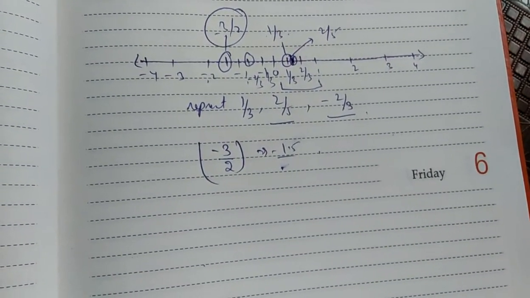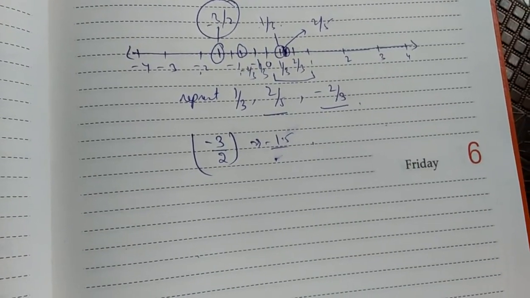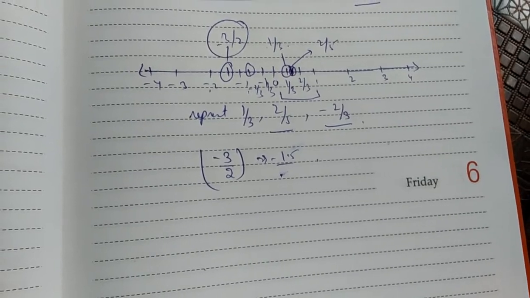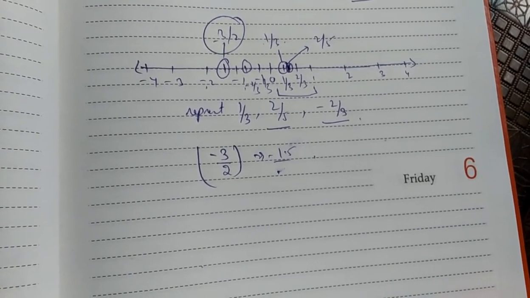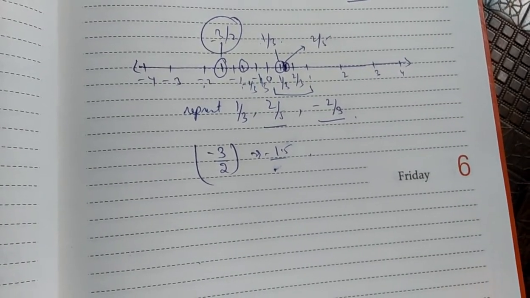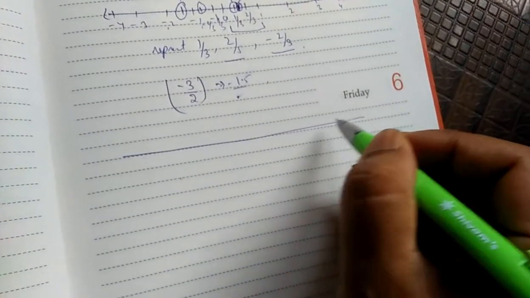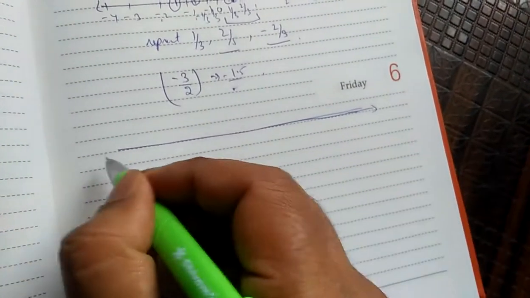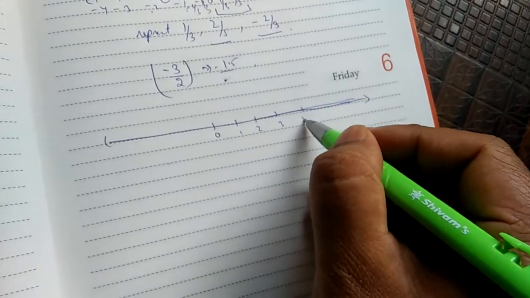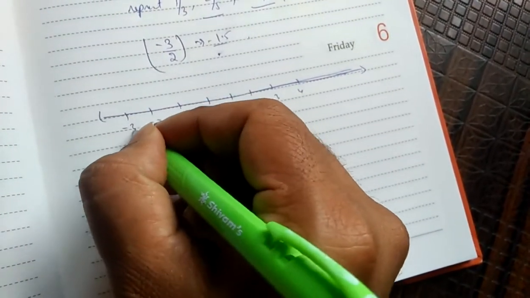This is simple enough. Let's understand few other properties on the number line for rational numbers. So let's say two rational numbers have been given to you. Okay. So let's say this is 0, 1, 2, 3, 4. Okay. Minus 1, minus 2, minus 3. Okay.